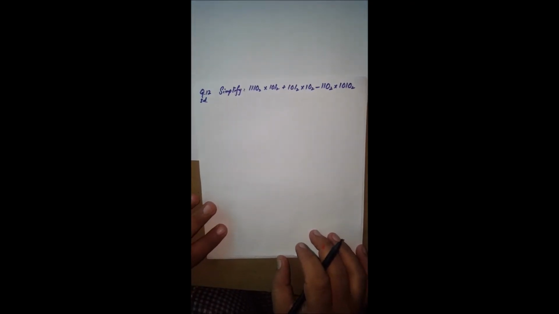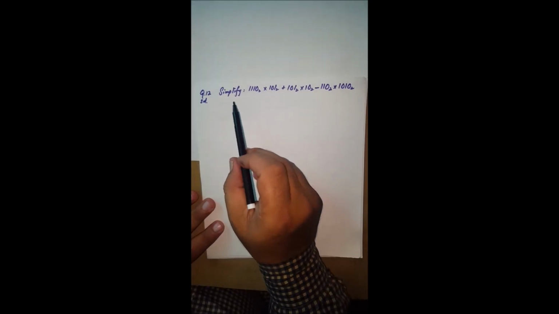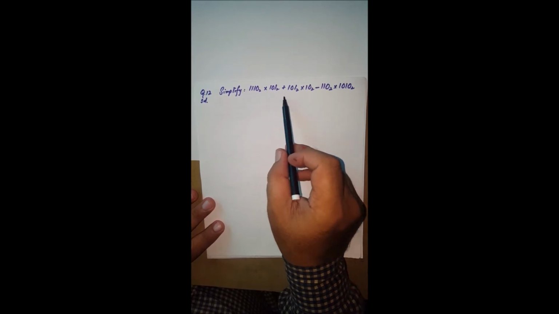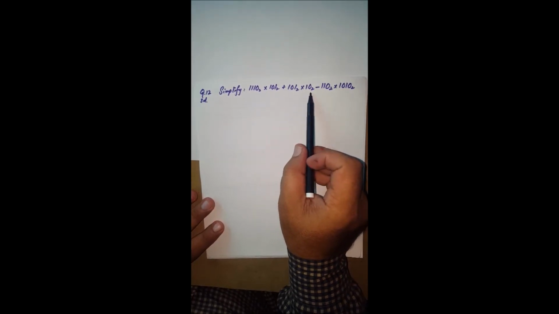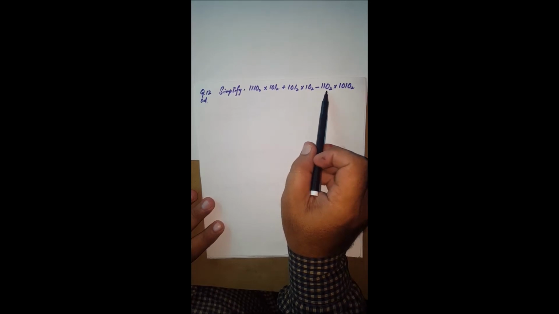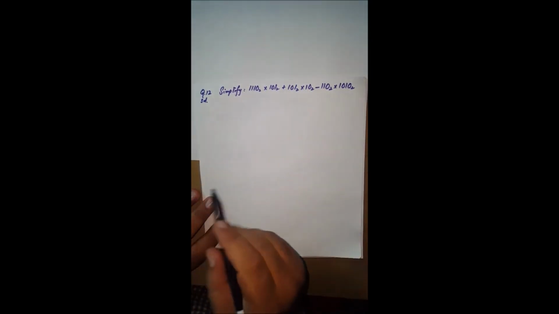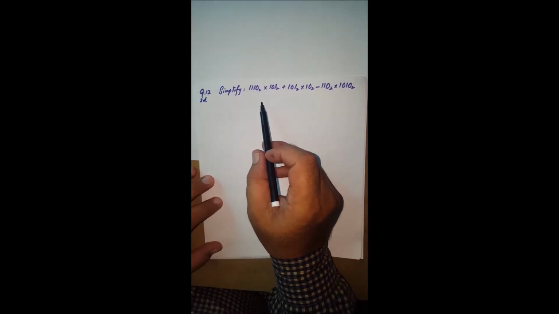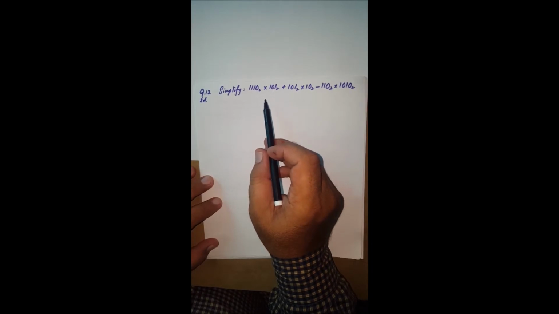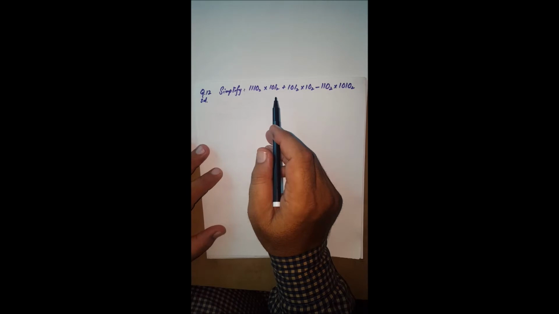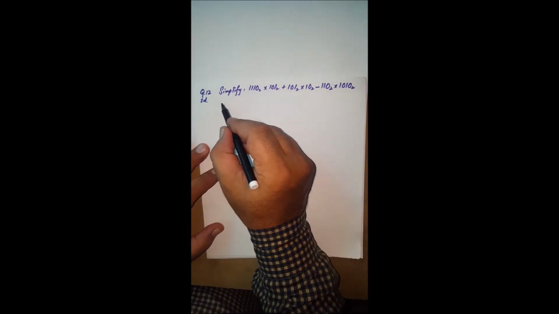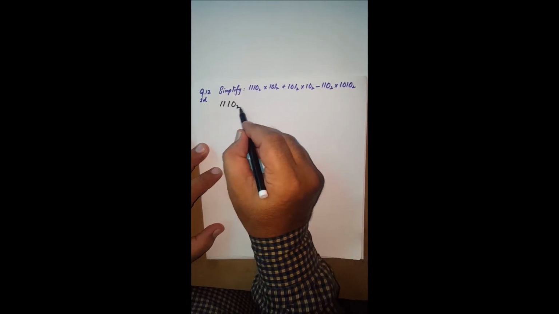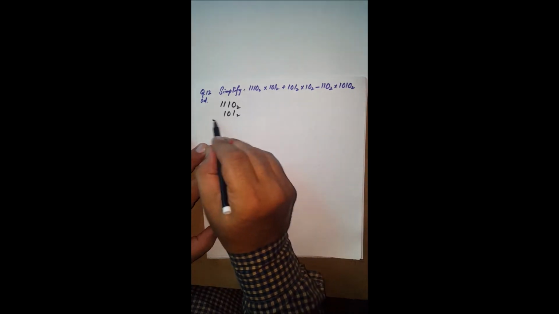Now we are taking question number 12 from the book. Simplify 1110 in base 2 multiplied by 101 in base 2 plus 101 in base 2 multiplied by 10 in base 2 minus 110 multiplied by 1010. According to the rule, we have to multiply the numbers which are multiplying each other. Now, first numbers are 1110 in base 2 multiplied by 101 in base 2.